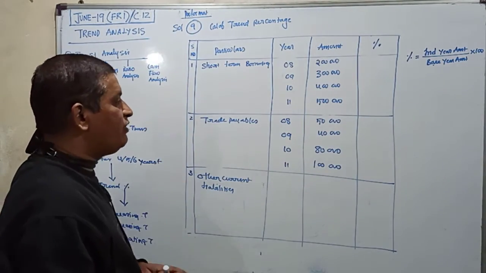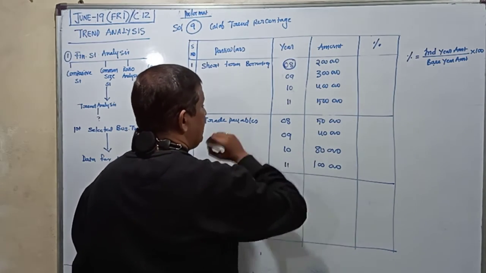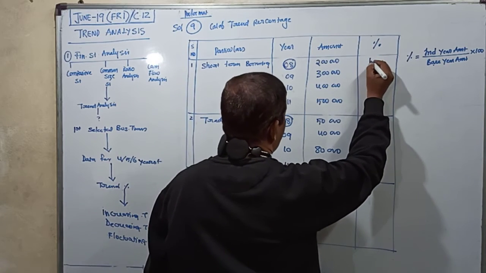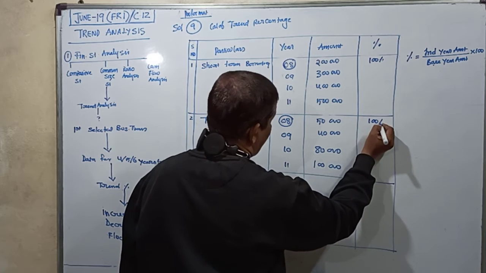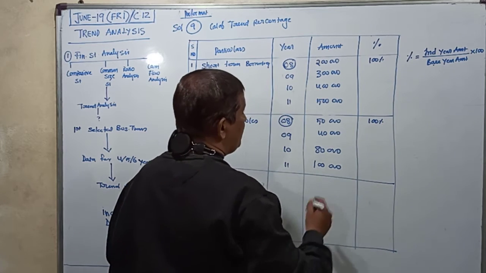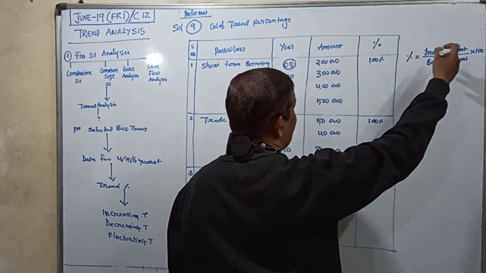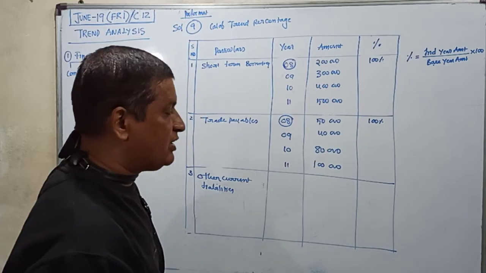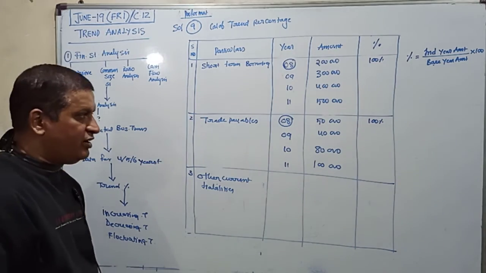And what did I say always? Always the first year is the base year. And always the trend percentage for the base year is going to be 100%. Now how do you get 100%? Individual year amount 2 lakhs by base year amount 2 lakhs into 100. 2 lakhs by 2 lakhs into 100 gives you 100%. So blindly you can always take the base year percentage to be 100%.